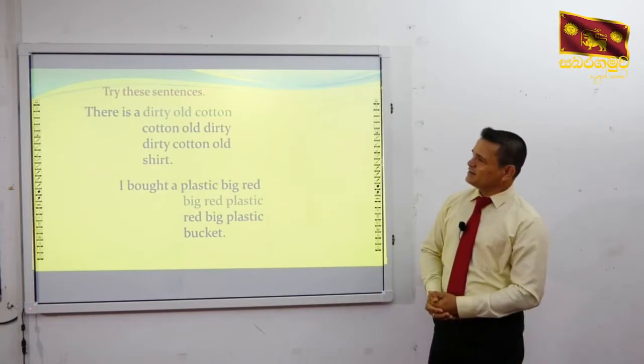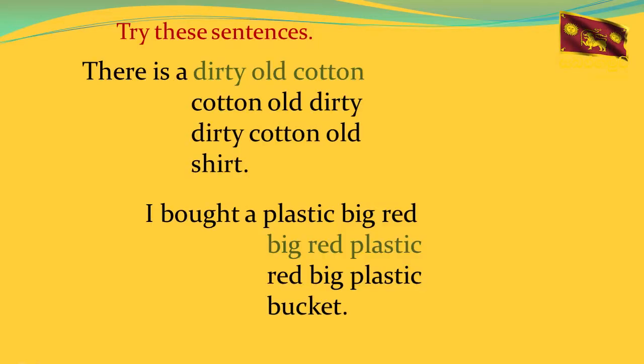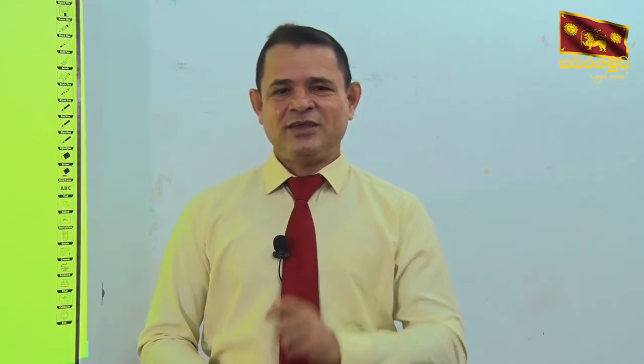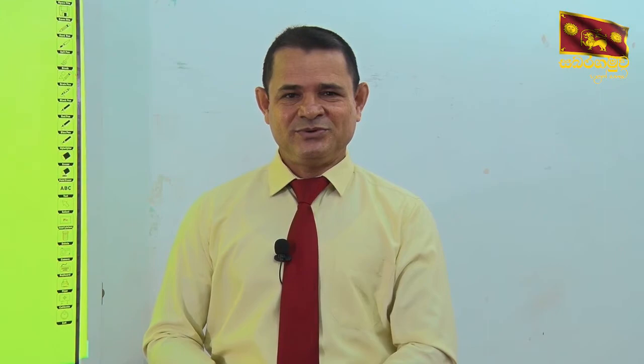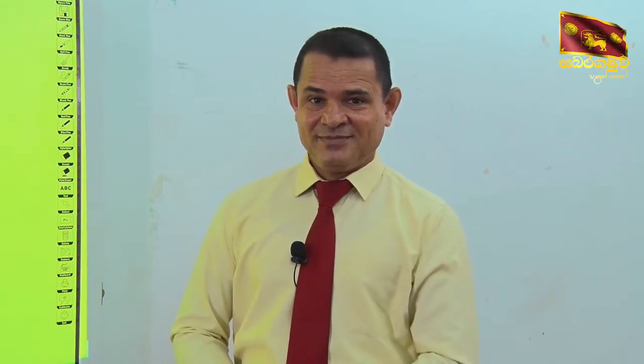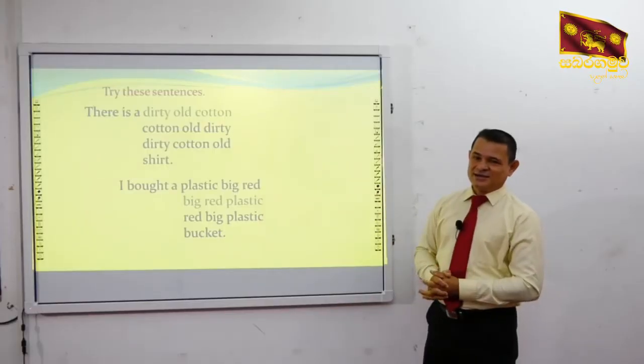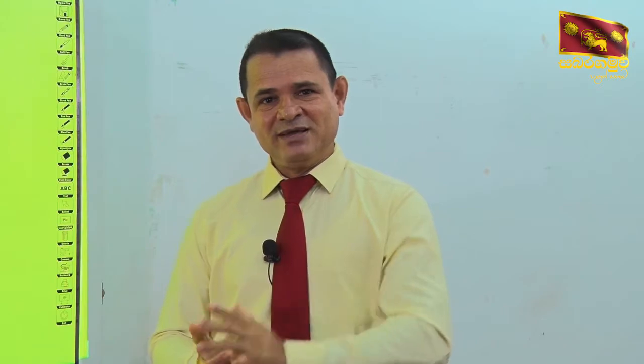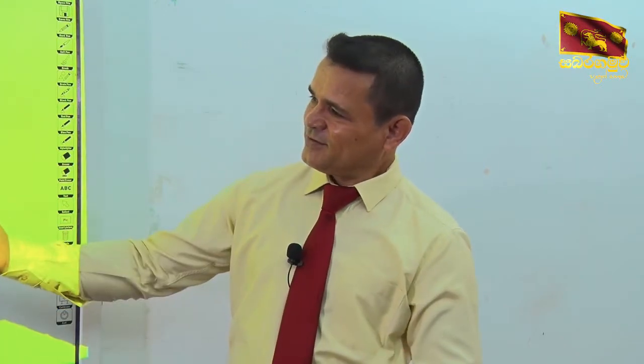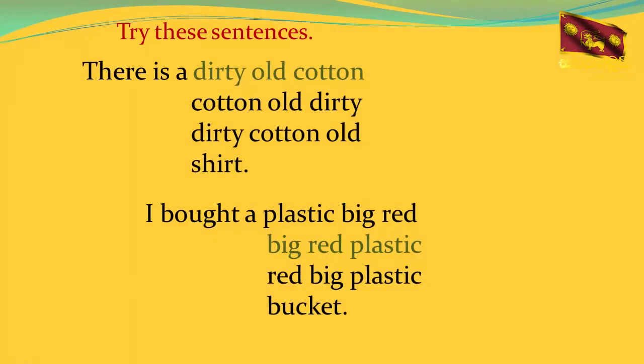There is a dirty old cotton shirt, or there is a cotton old dirty shirt, or there is a dirty cotton old shirt. If you can remember the order which I talked to you a little while ago, I think you can find the correct one. There are 3 options given describing the shirt. Which one would be correct? Try the second one. I'll give the answer.